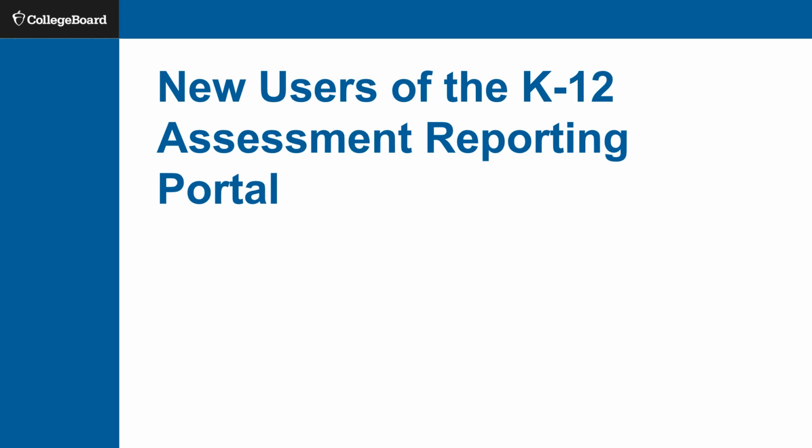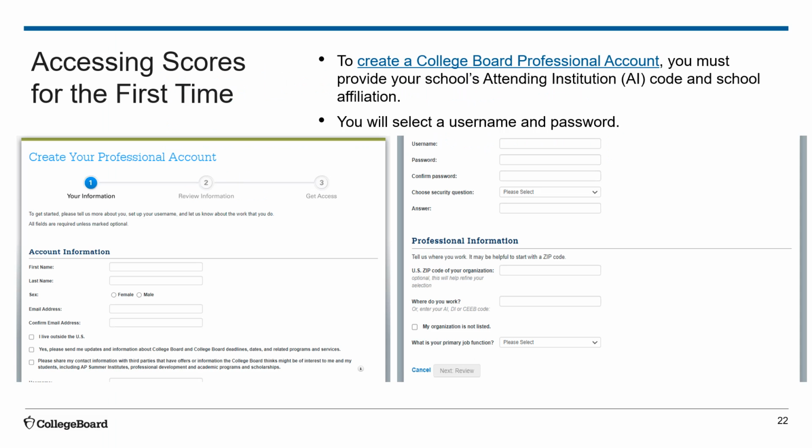The next portion of today's webinar will focus on the roles to assign to new users of the K-12 portal. To create a College Board professional account, click on the URL on the presentation deck. Upon creating the account, you must provide your school's attending institution or AI code and school affiliation. You will also select a username and password. Please note, if you are a test coordinator and ordered test materials, you do not need to create a new College Board account.